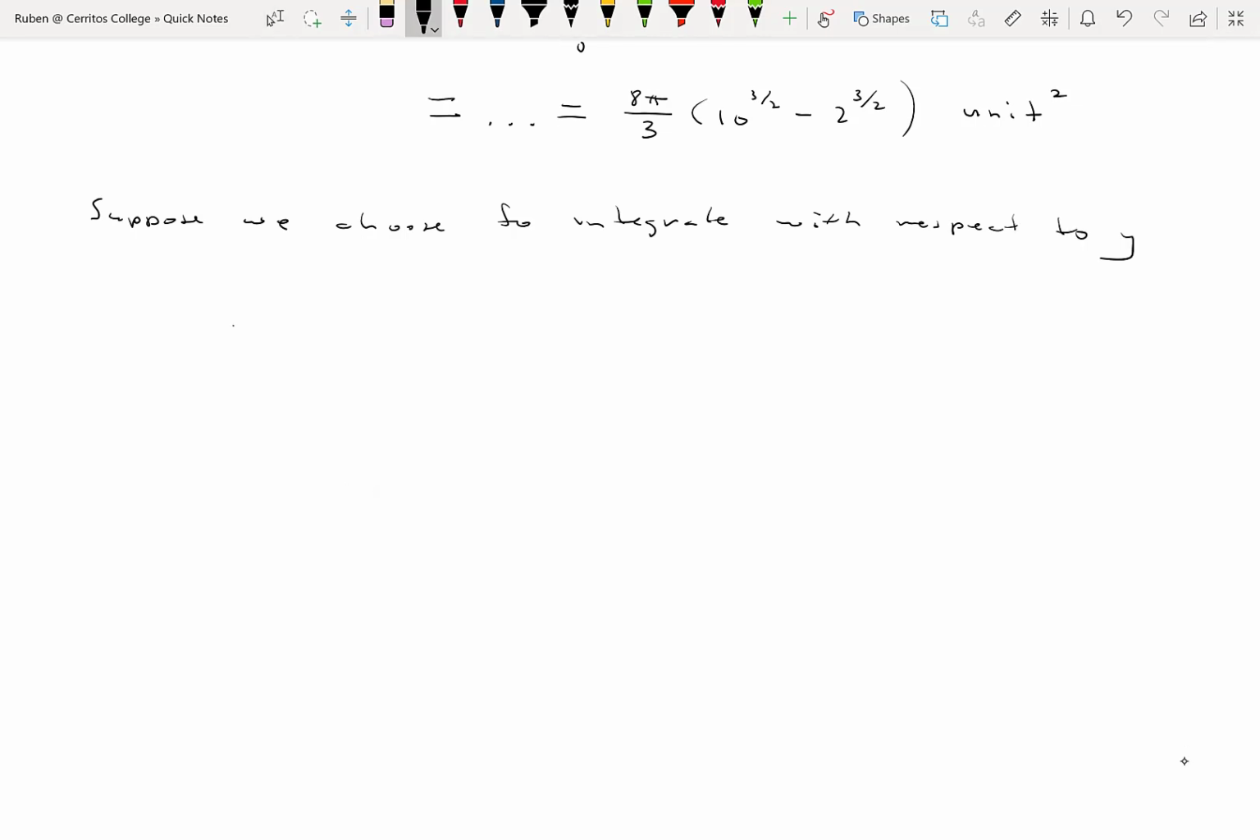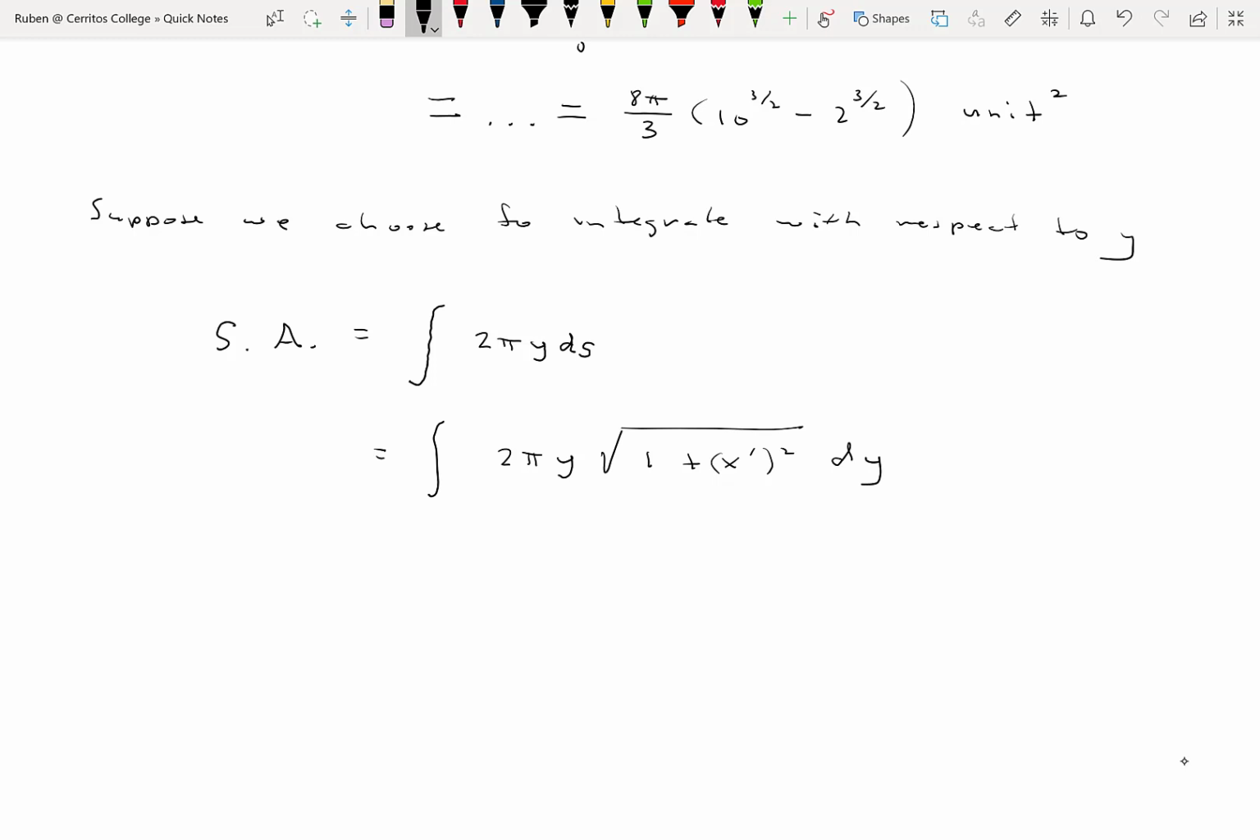Our choice. The basic formula does not change. The formula for surface area is the integral of 2 pi y ds. But I'm going to choose now to integrate with respect to y. So 2 pi y ds is, from before, the same differential element of arc length, 2 pi y times the square root of 1 plus x prime squared dy.